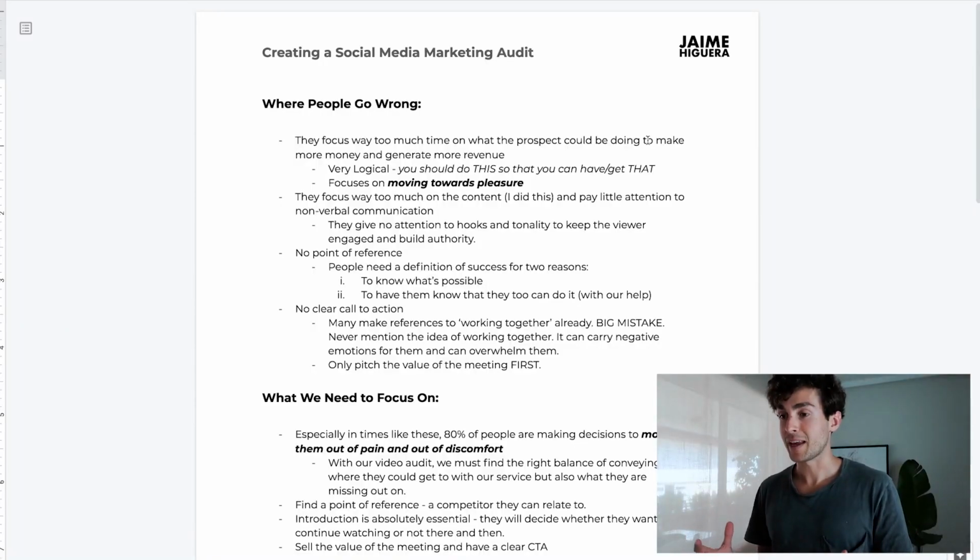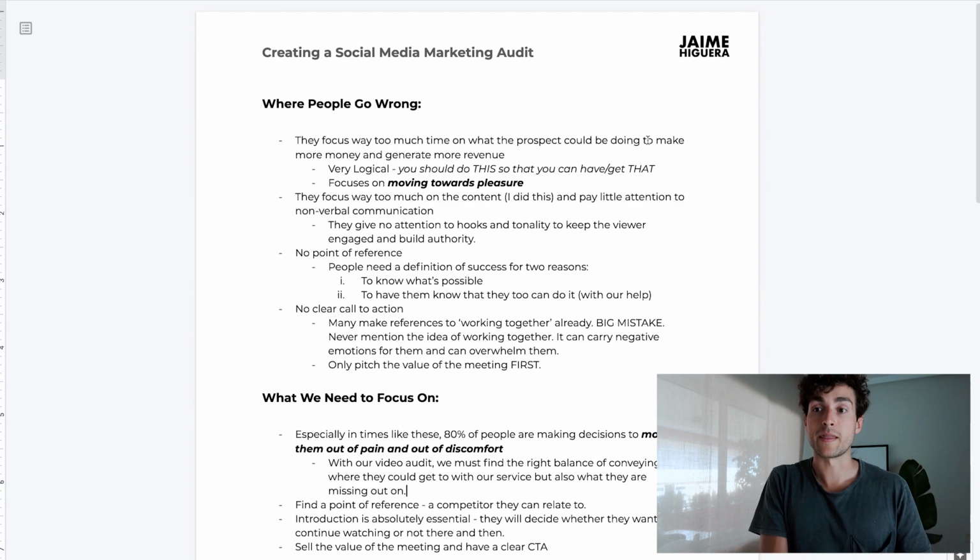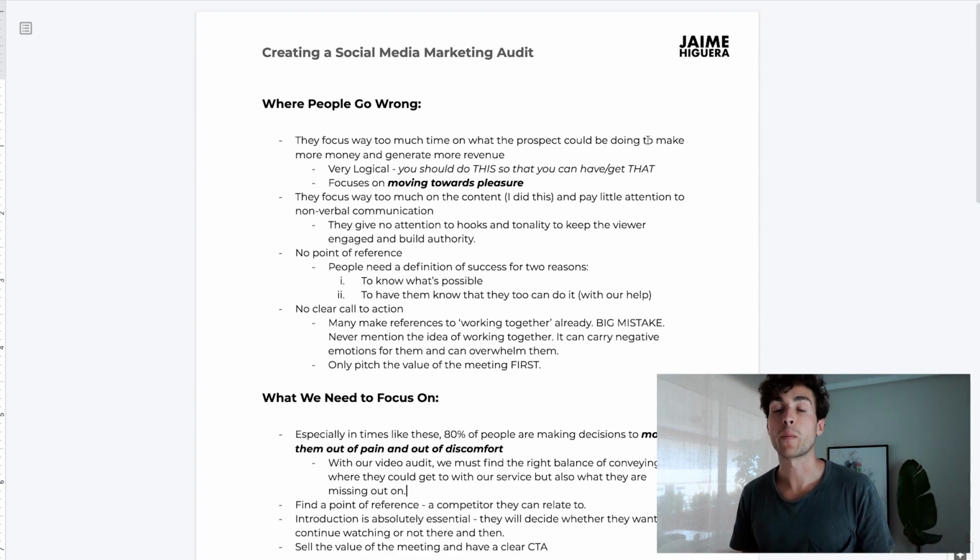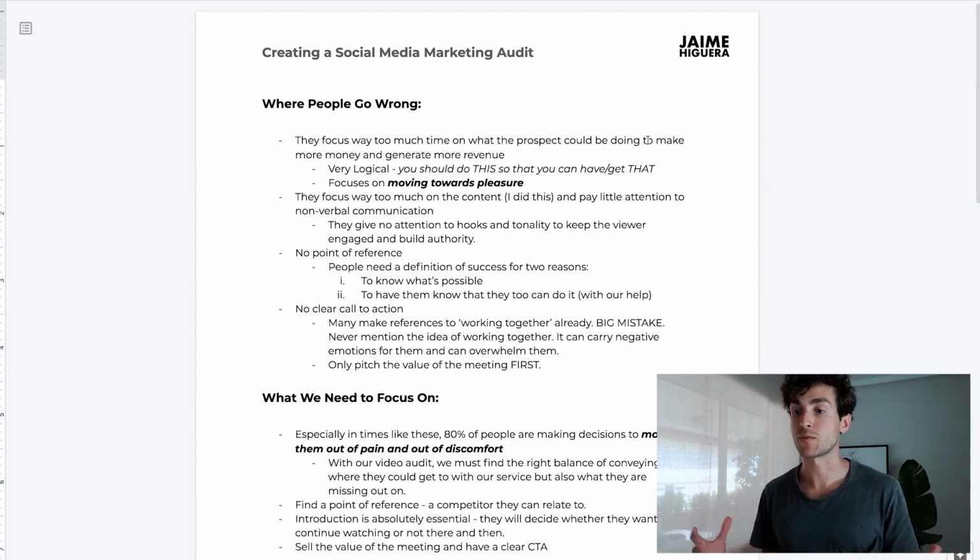And the other mistake they make is not only do they put way too much time on the content, but they pay little attention to non-verbal communication, such as body language, for example. So they give no attention to hooks and tonality to keep the viewer engaged and build authority, which is very important.